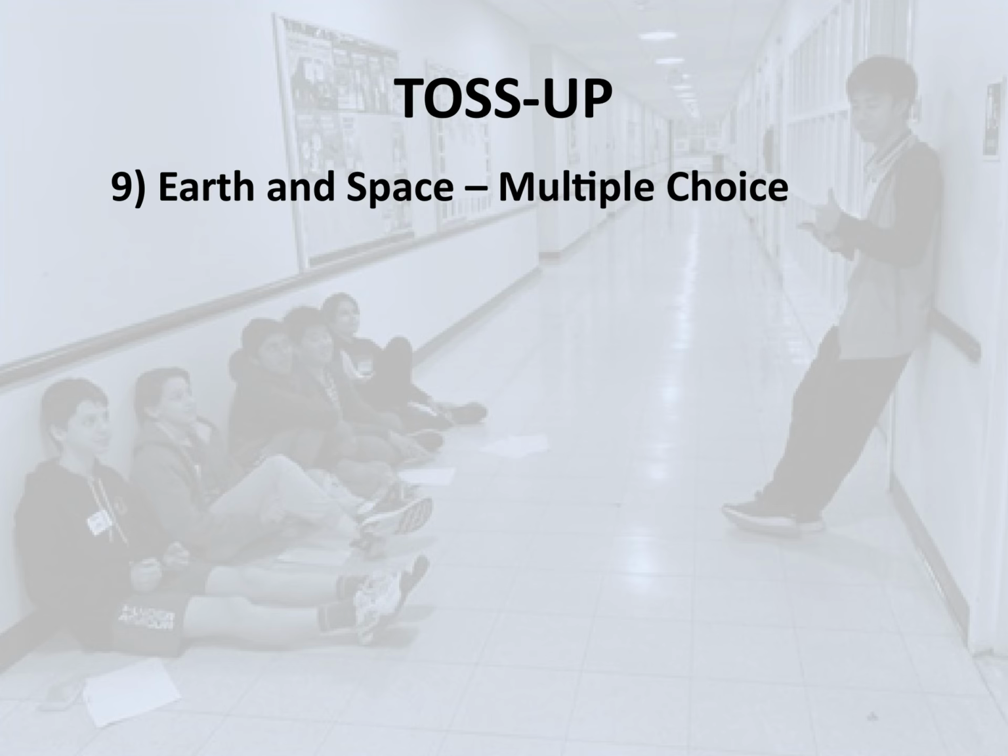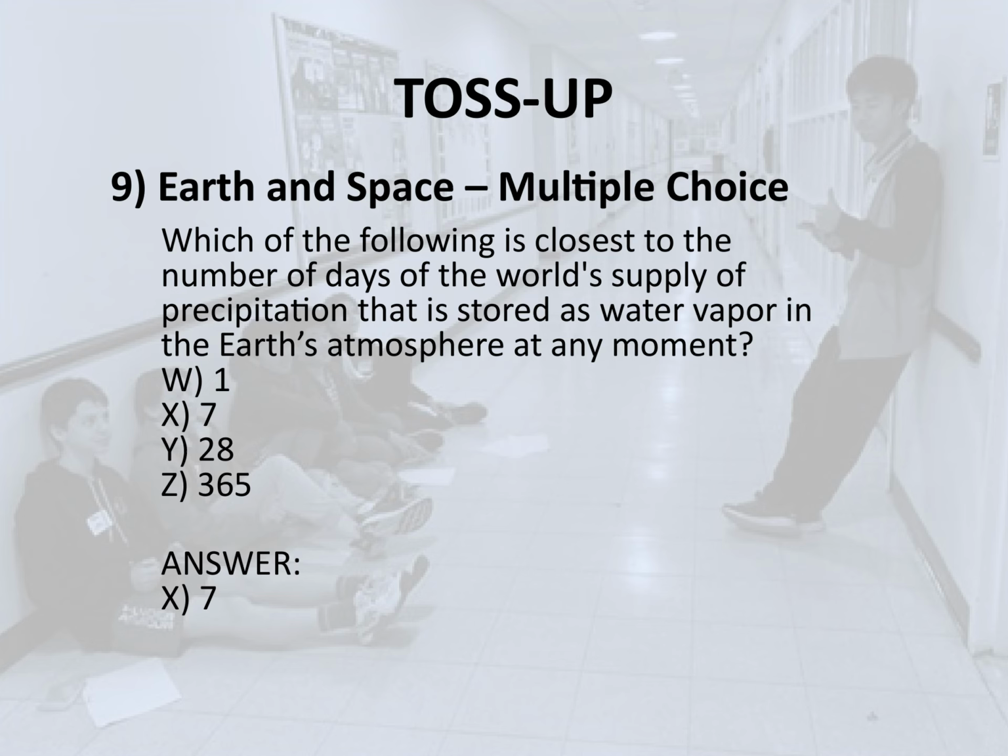Toss-up 9. Earth and space, multiple choice. Which of the following is closest to the number of days of the world's supply of precipitation that is stored as water vapor in the Earth's atmosphere at any moment? W. 1. X. 7. Y. 28. Z. 365. Answer: X. 7.